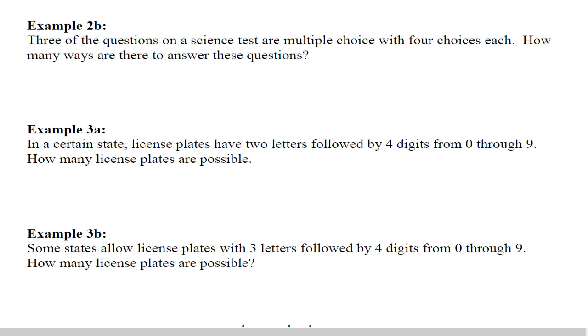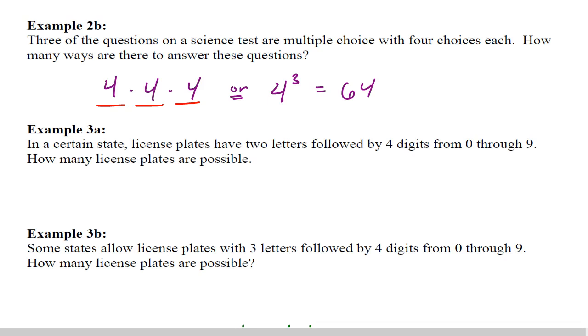It says 3 of the questions on a science test are multiple choice with 4 choices each. How many ways are there to answer these questions? Again, we could do it the way we did originally, saying there are 3 questions, each with 4 choices, so it would be 4 times 4 times 4. Or you could use exponents: there are 3 questions, so my exponent is 3, and each question has 4 choices, so that's what n is. So 4 cubed, either way, gives us 64.